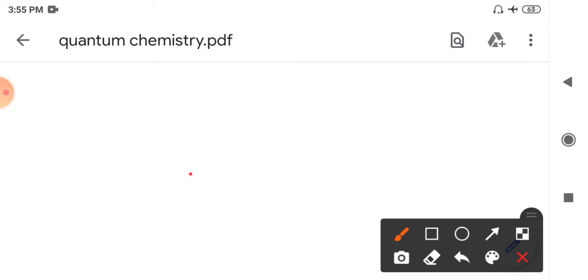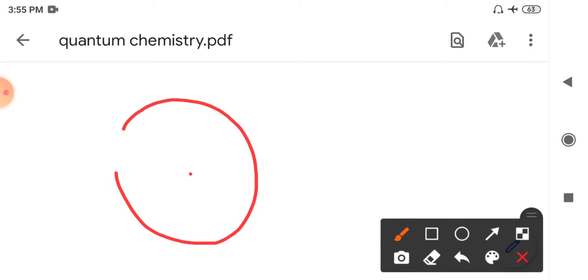In the helium atom there are 2 protons and 2 electrons which are revolving around the nucleus. So there are 2 electrons, say electron 1 and electron 2. Here is my nucleus. There are 2 protons and 2 electrons in the case of helium.